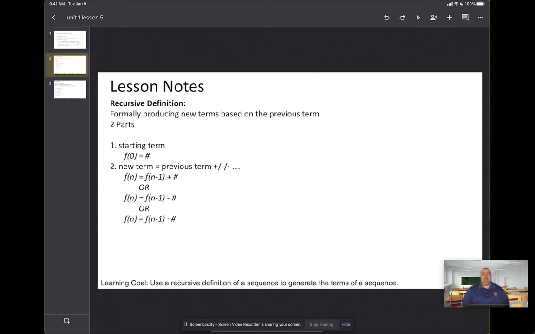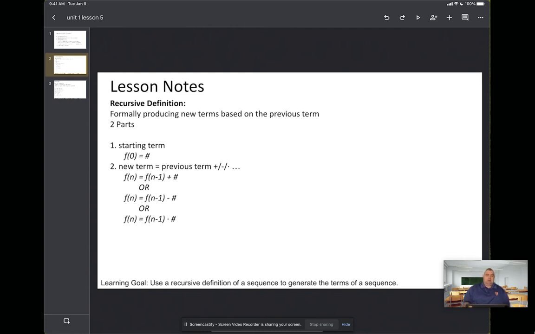You might remember in a previous lesson, I mentioned that one of the many ways that we can describe or represent a sequence is by producing new terms based on the previous terms. And what this recursive definition or recursive form does is basically put formal mathematical notation to it. And we're going to do that by using function notation.